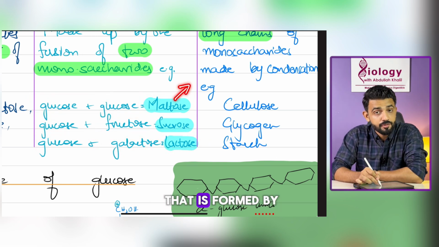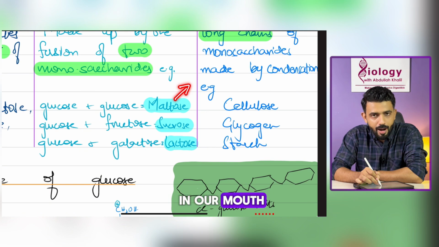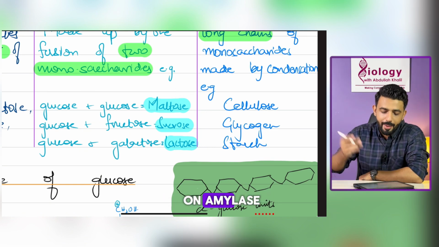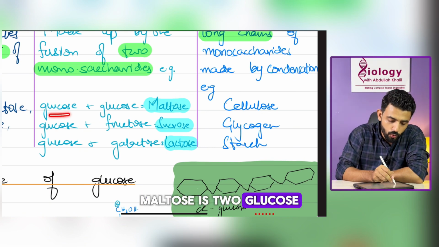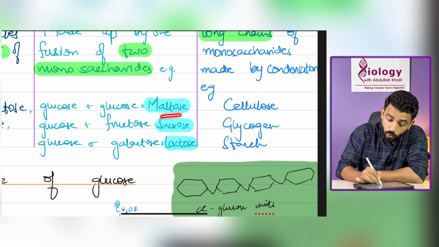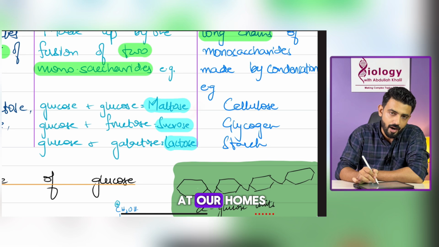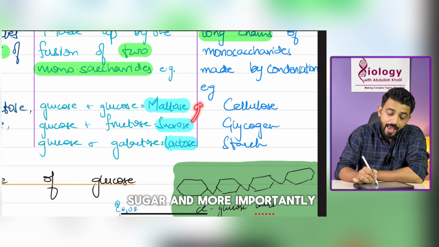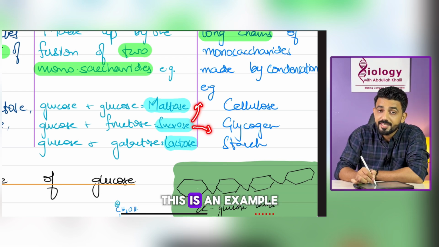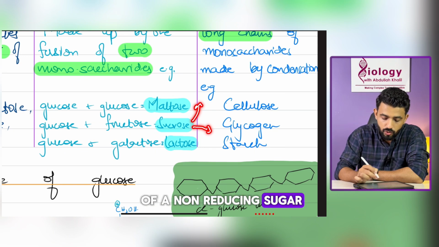Maltose is the sugar which is formed by the breakdown of starch in our mouth by the action of amylase. So maltose is two glucose rings joined together. Sucrose is a special one. Why? Because this is the one that we use at our homes. This is the table sugar. And more importantly, this is an example of a non-reducing sugar.